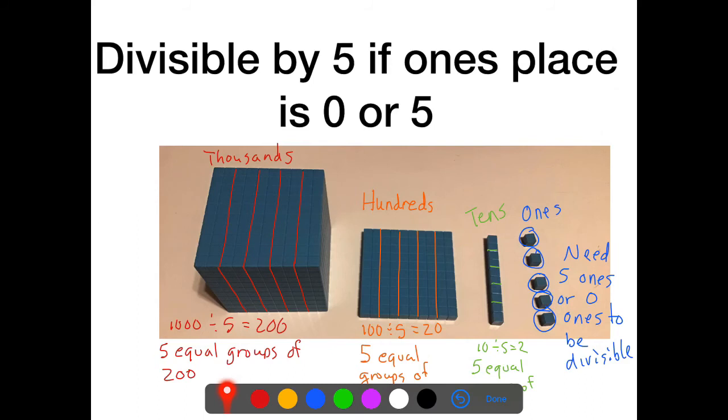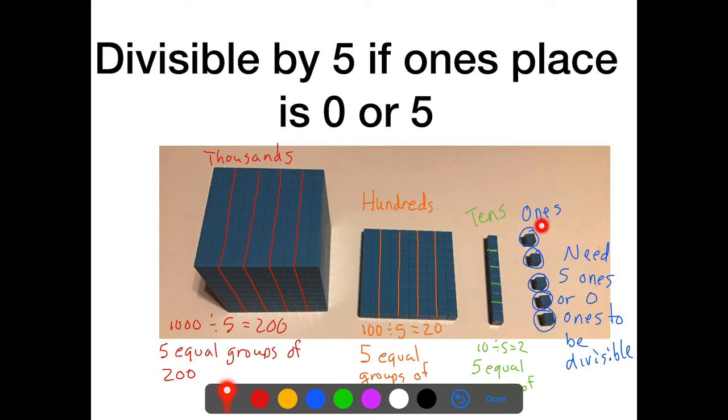A number is divisible by 5 if the ones place is 0 or 5. We can ignore the thousands because every thousand is 5 equal groups of 200. We can ignore the hundreds because every hundred is 5 equal groups of 20. We can ignore the tens because every 10 is 5 equal groups of 2. We have to look at the ones.